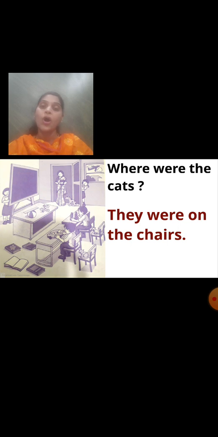They were on the chair. Where were the cats? They were on the chair. Yes or no? The cats were on the chair. Okay. So, where were the cats? They were on the chairs. Now, again we have used the word were. Why? Because we are talking about more than one cat. Yes or no? The question is asking about more than one cat.